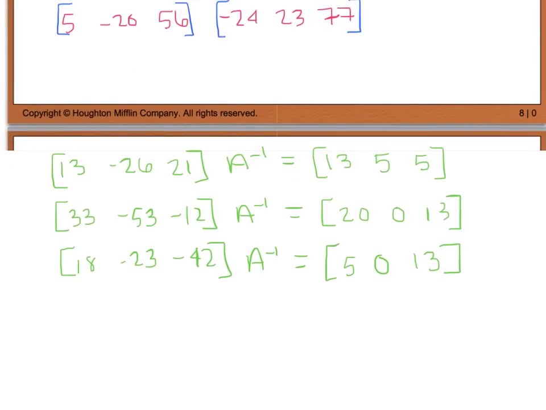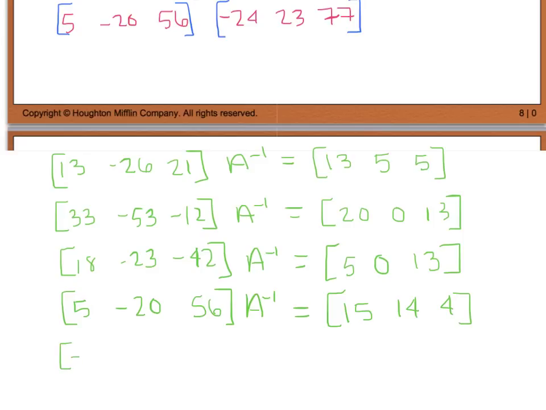And I'm going to continue on with this. So my next one will be 5, negative 20, 56 times the inverse of A. This is going to produce 15, 14, and 4. And I'm going to take the last matrix, negative 24, 23, and 77. Multiply it by the inverse, and I'll then get 1, 25, and 0.